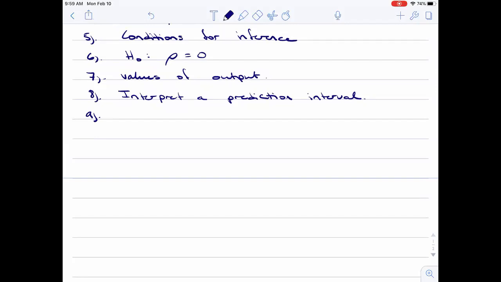Compare two models. Again, you're given output for the first model and output for the second model. Use everything that you know to compare these two and tell me which one is better, or if there was an improvement in the second model. So compare two models.